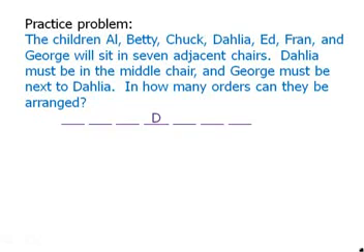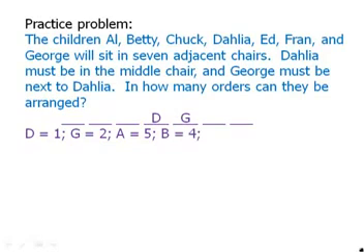So first of all, Dahlia we're going to put in the middle. There's only one choice for her. Now George has to be next to Dahlia, but George could be on either side. So there's 2 choices for George. Once these 2 children are seated, then we can look at the unrestricted choices. The other 5 children are unrestricted, so we'll just do Al next. How many places can Al sit? Well, there are 5 choices for Al. Once Al sits down, there are only 4 chairs left for Betty. And so forth. With each child, there are fewer chairs, 3 for Chuck, 2 for Ed, and then Fran would have to sit in the last chair.